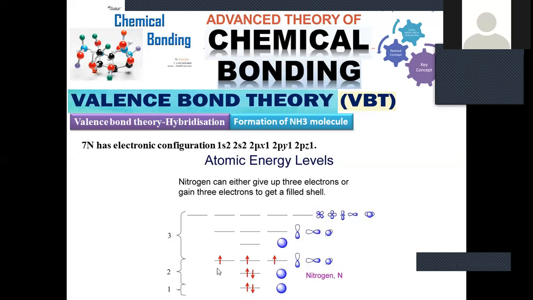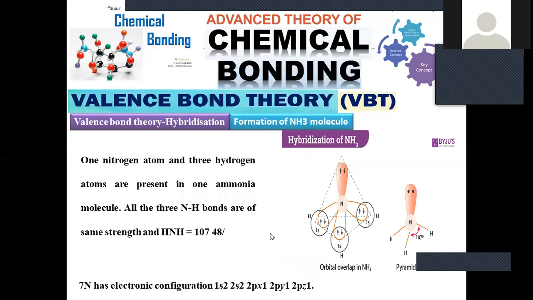So here is the energy profile diagram for the nitrogen electronic configuration, right? The atomic energy level diagram depicts that 3 electrons are responsible for the bond formation with the 3 hydrogens. Now let us see how we can apply hybridization to this. 1 nitrogen atom and 3 hydrogen atoms are present in the ammonia molecule. NH3 is regarded as the ammonia molecule.